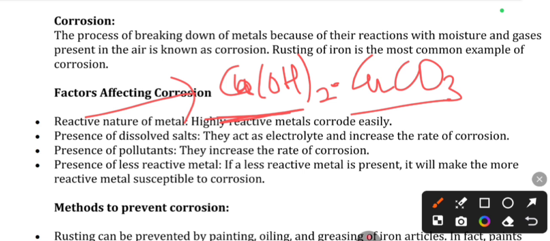So what is the nature of corroded copper? Is it basic or acidic? It is basic, because by another name they also call it basic copper carbonate. If you see a utensil that is made up of copper, rust forms on it. What is that rust? Its chemical formula is copper hydroxide dot copper carbonate.